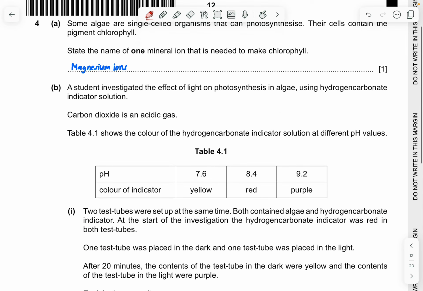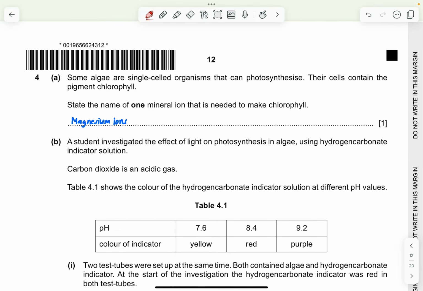So now, we come to question 4, which is plants. And some algae are single-cell organisms that can photosynthesize. Their cells contain the pigment chlorophyll. Alright. So state the name of one mineral ion that is needed to make chlorophyll. So the one that makes chlorophyll is always the magnesium ion. You need to know this, because these are very important nutrients, the micronutrients that the plant needs in order to produce a certain part of pigments for its growth.